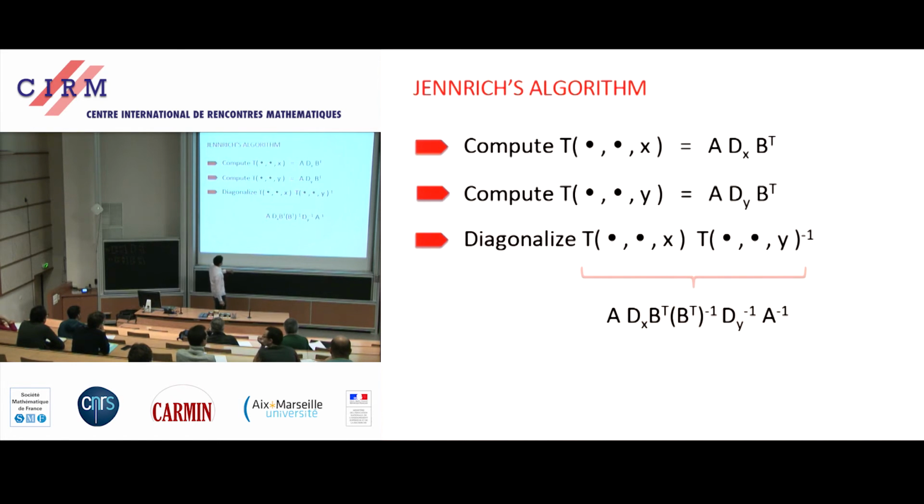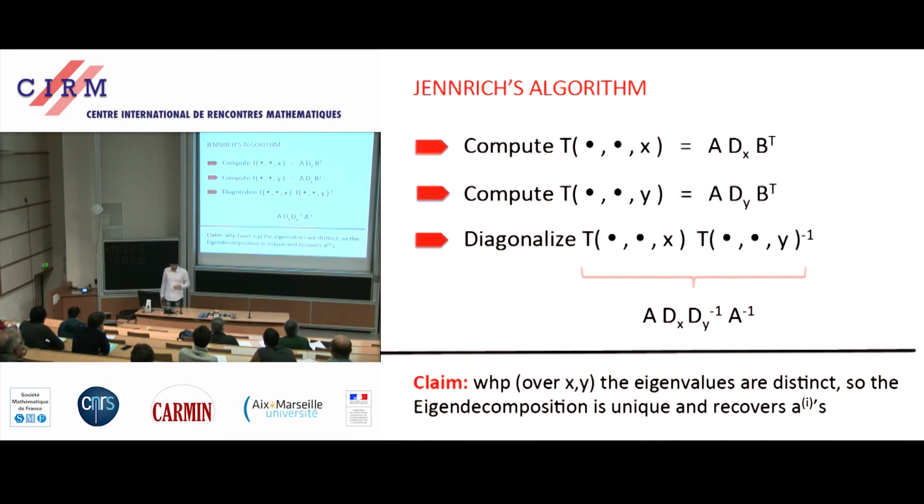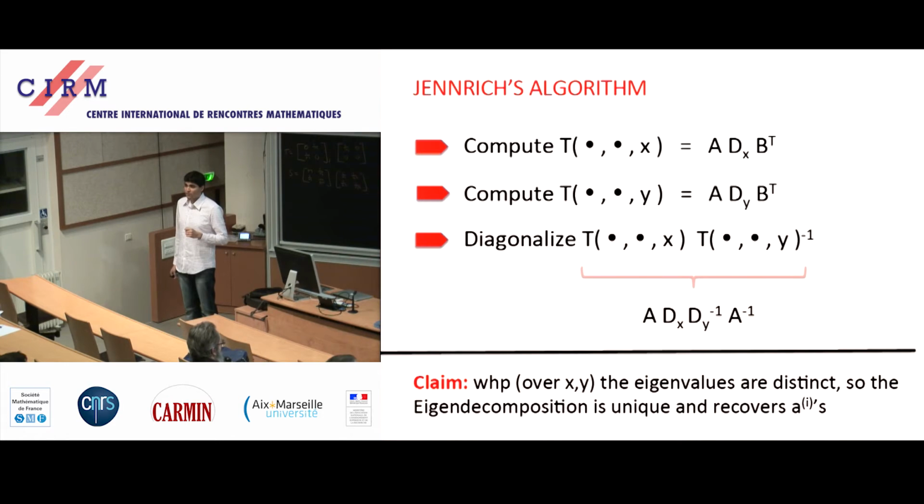I can write out explicitly what that is in terms of the factors that I don't have. It would be the first matrix times the inverse of the second matrix. The B transpose and B transpose inverse cancel. And what I end up getting is A times D_x times D_y inverse times A inverse, which now looks awfully familiar because it's an eigendecomposition, right? And the claim is that if you choose x and y randomly, the entries in this inner diagonal D_x D_y inverse are almost surely going to be distinct. That means the eigendecomposition is unique and I can actually find this factorization.